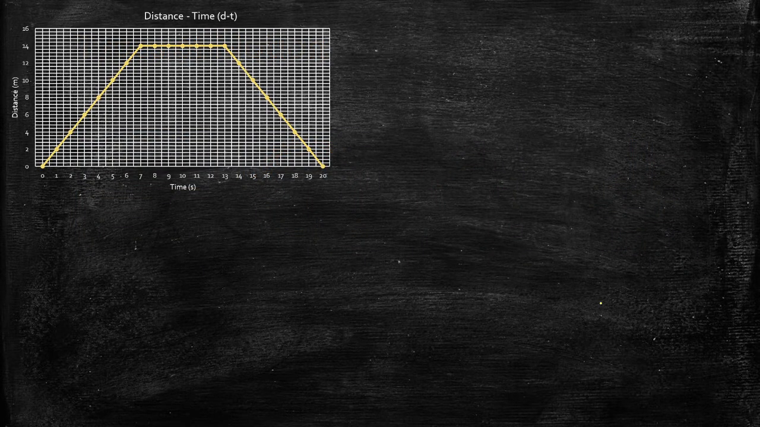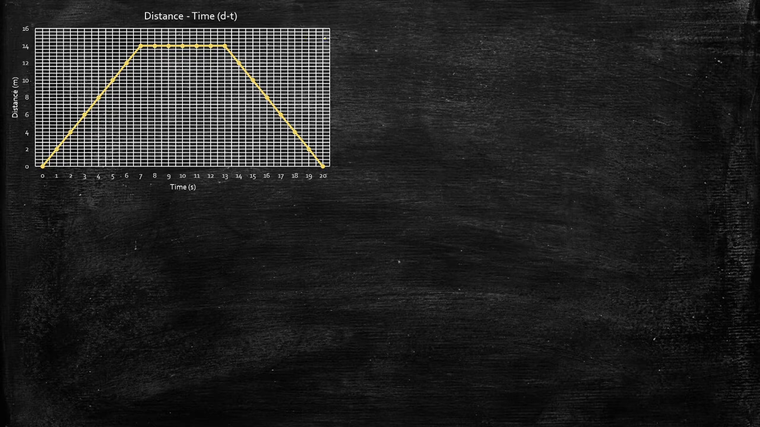Now let's consider a distance time graph. As shown here in the figure is the distance time graph of an object which moves at a time frame from 0 seconds to 20 seconds. So what is interesting about the distance time graph is that it tells us something about the motion of the object.